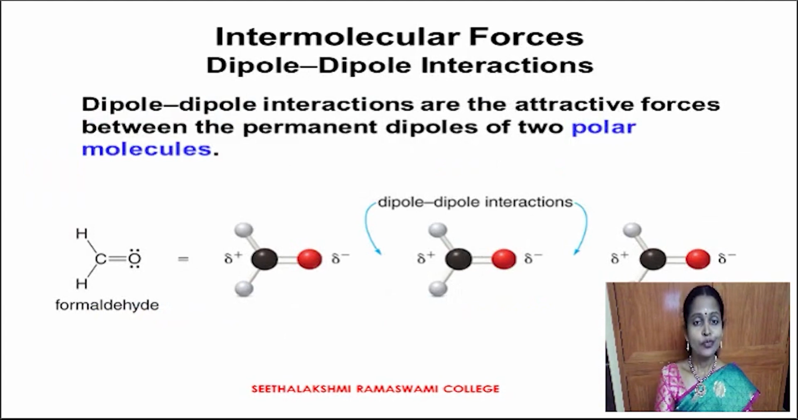The second type of IMF is called dipole-dipole interaction. These are attractive forces between the permanent dipoles of two polar molecules. Here in the slide we see formaldehyde molecules and how dipole-dipole interaction exists between them. The same could be shown with the HCl molecule too.